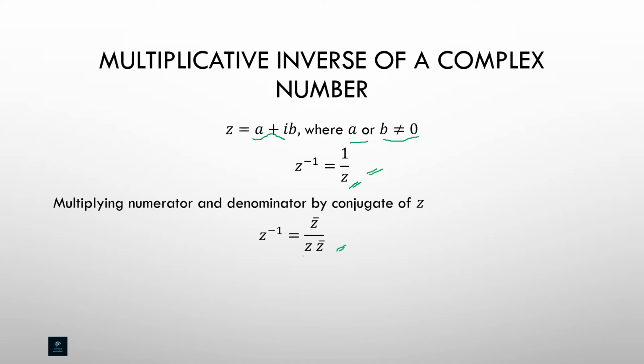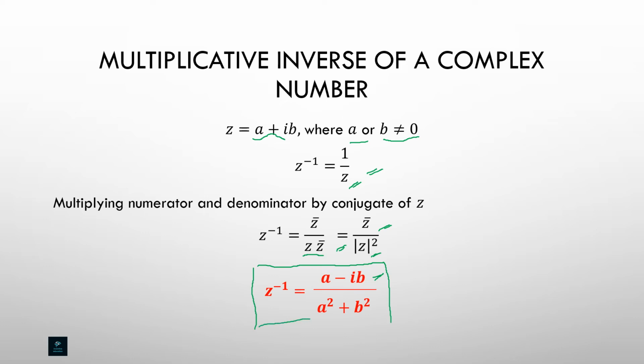Now we know that z times z bar is the square of the modulus of z. Therefore, z inverse is z bar divided by the square of the modulus of z. Therefore, z inverse will be equal to z bar, which is equal to a minus ib, and the square of the modulus of z, which is equal to a square plus b square. So z inverse will be equal to a minus ib divided by a square plus b square.